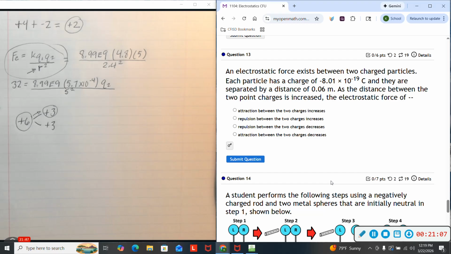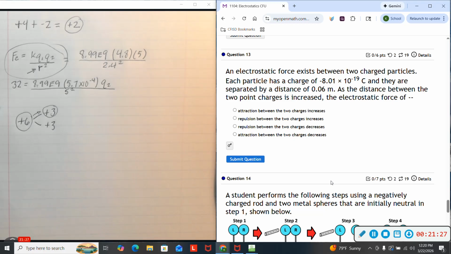So first things first, we need to figure out if this is attraction or repulsion, because when you look at the choices, that's the first part of the answer. And it tells us that the 2 charged particles have the same charge. Each particle has a charge of negative 8.01. So they're like charges, they will repel. So I know I'm picking one of the ones that says repulsion.